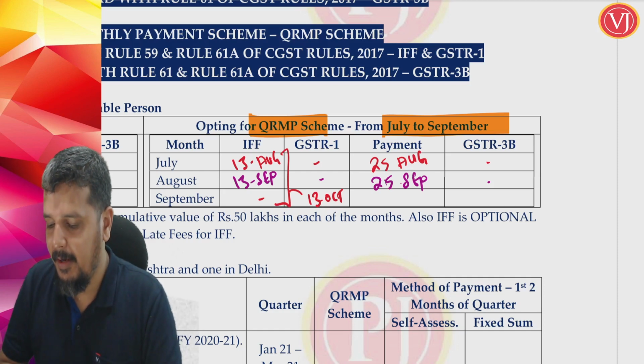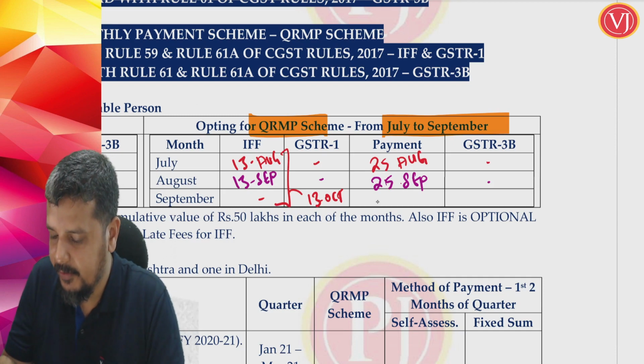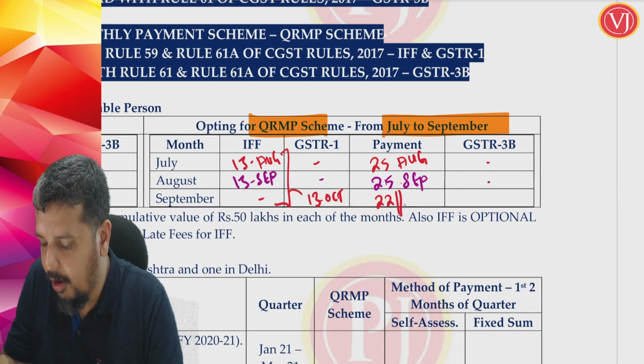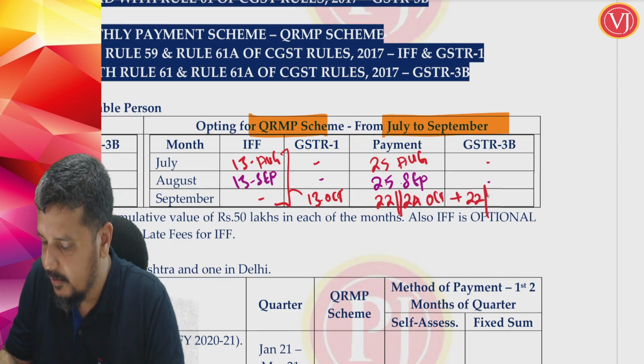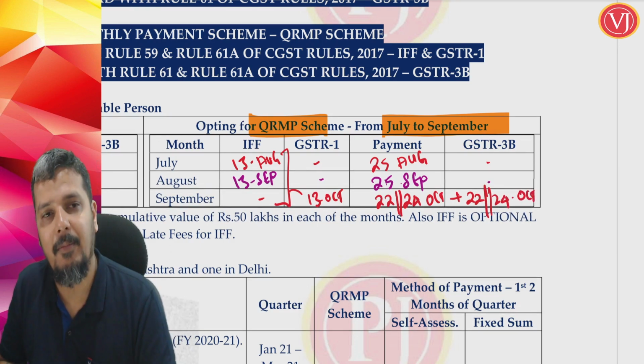Now, payment for the September month last. It is 22nd or 24th of October. That will be along with your GSTR 3B.